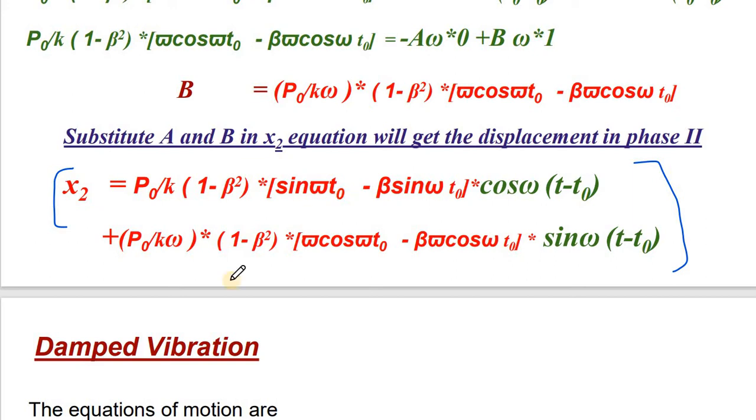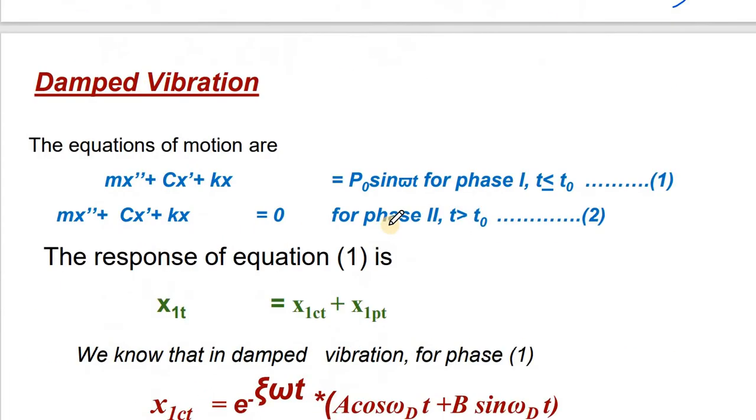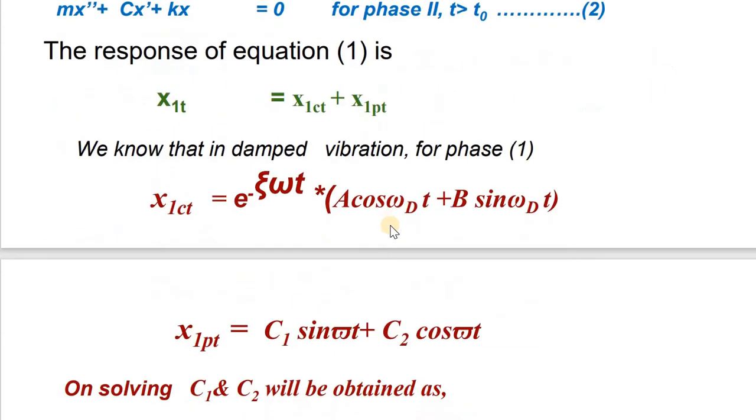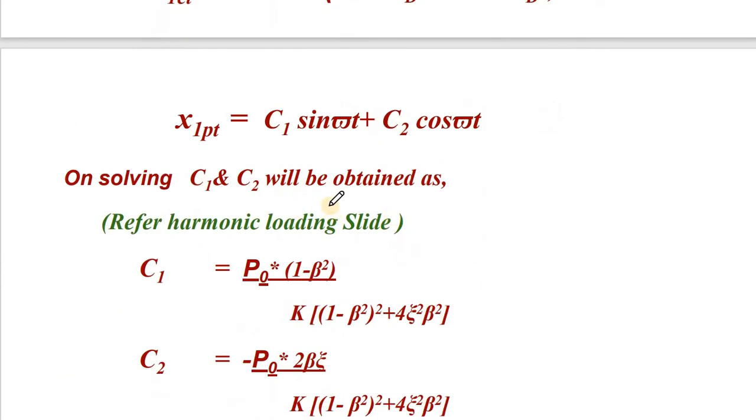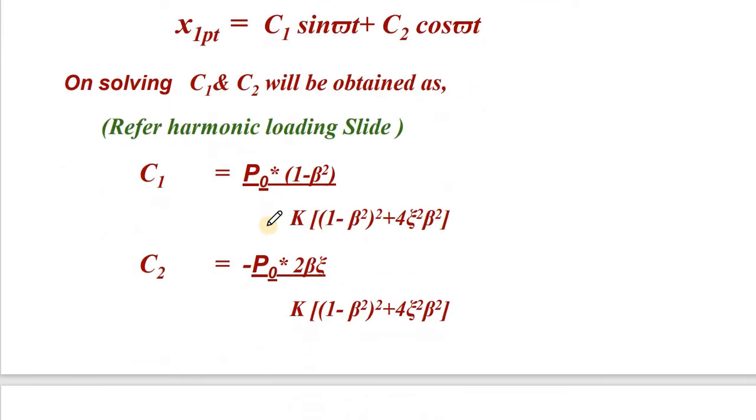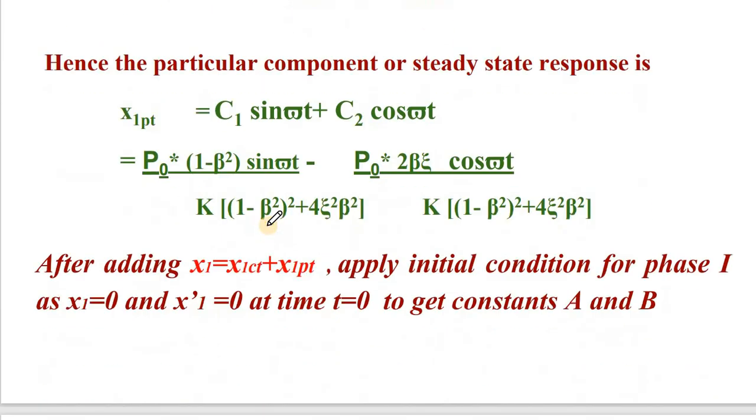Now again in the damped condition, you can see m x double dot plus c x dot plus k x is equal to P0 sin ω't. This is a damped condition. So in the phase 1 solution, I will get another new term, e raised to minus ξωt, then c1 sin ωd t plus c2 cos ωd t, because damping is there. This is the same as in the harmonic loading slide, you can just refer to that slide, and I can find c1 and c2.